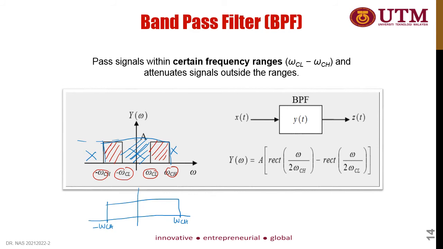So it's A rect(omega over 2 omega CH) minus the middle rectangular, from negative omega CL to omega CL, which is A rect(omega divided by 2 omega CL). So what are omega CH and omega CL? Omega CL is the lower cutoff frequency of the filter, while omega CH is the higher cutoff frequency of the bandpass filter.